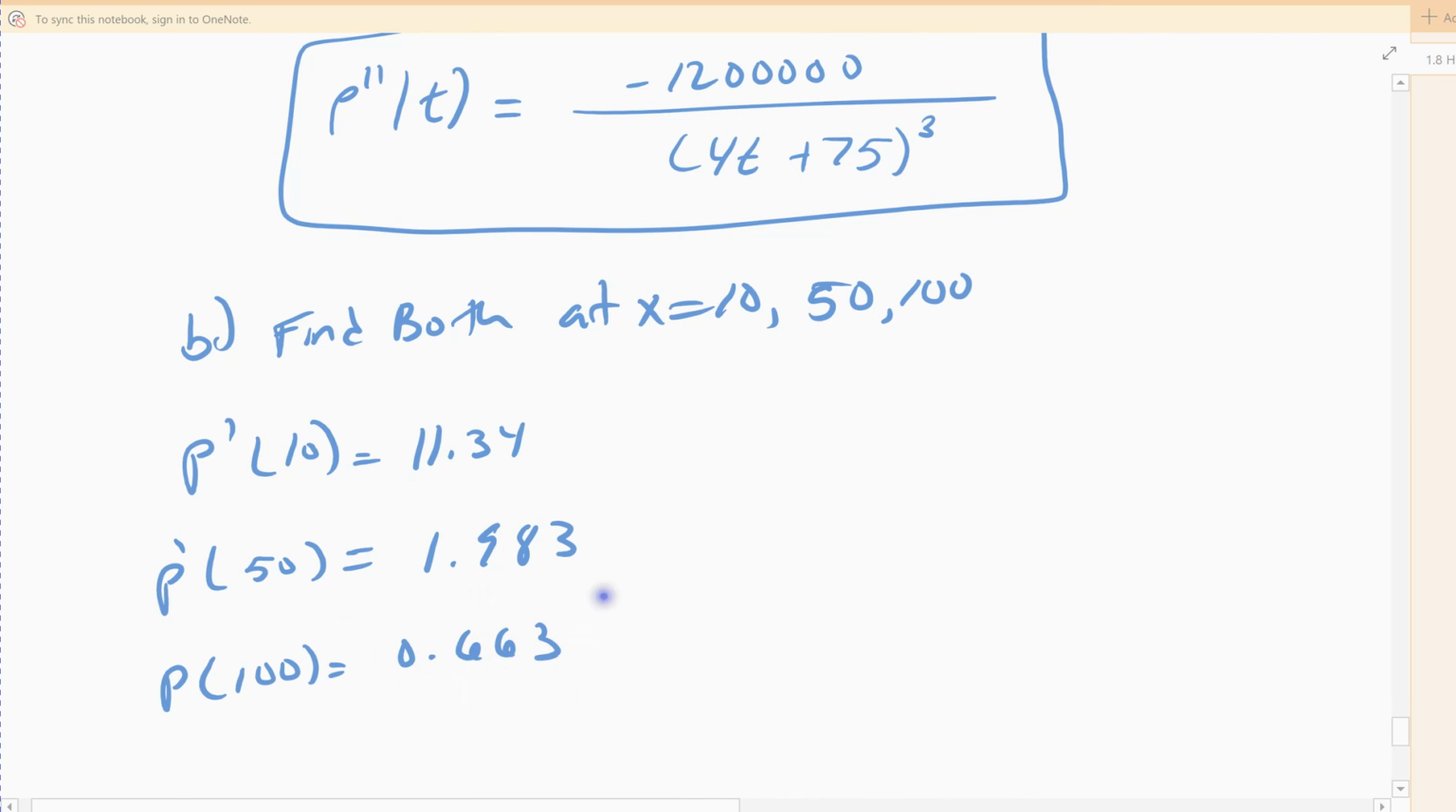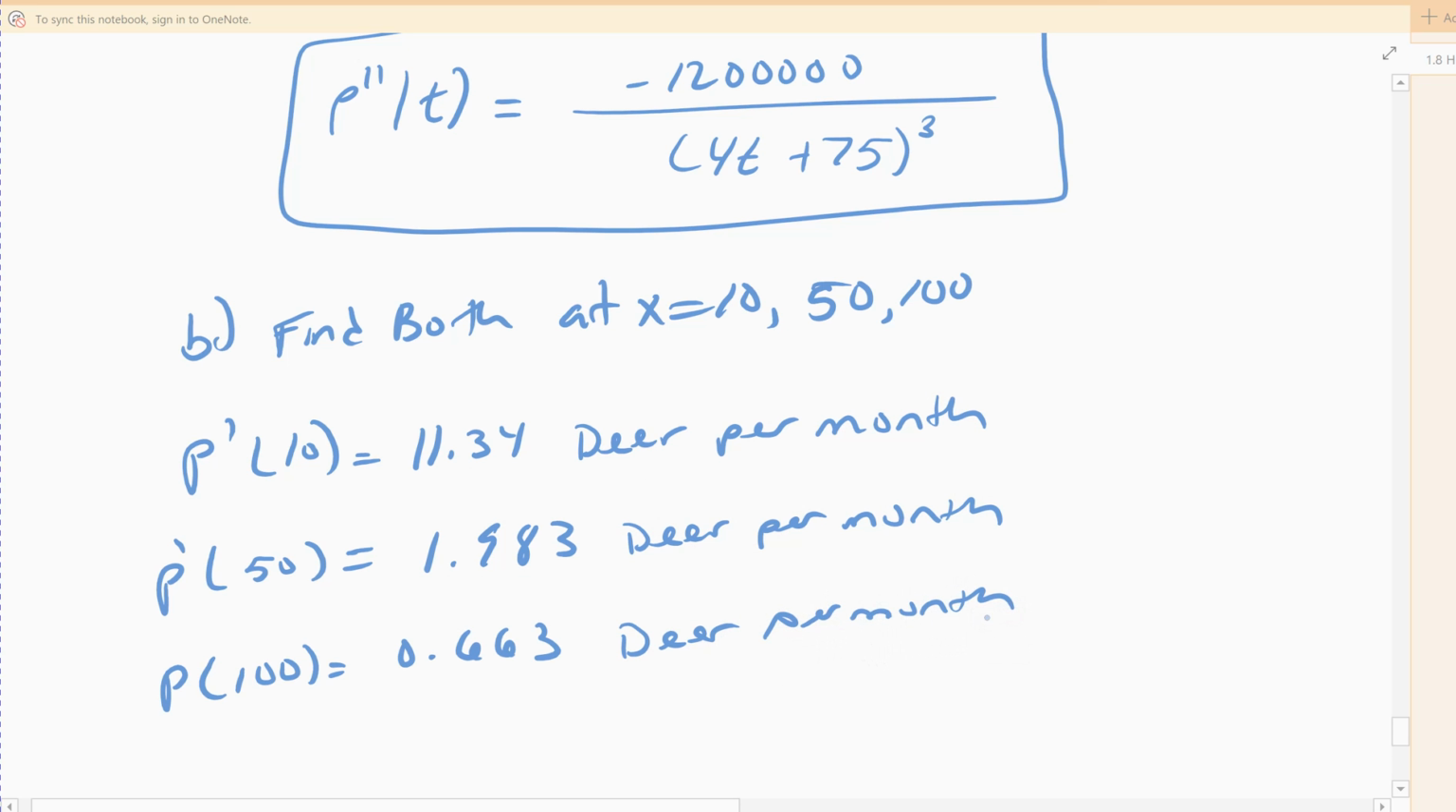And remember what this means. It was the population of deer after t months. So this was the population of deer. The deer was increasing by deer per month. Alright, so that's the population was going up by about 11 deer per month. Then after 50 months, it slowed down to almost 2 deer per month, and then it's less than 1.